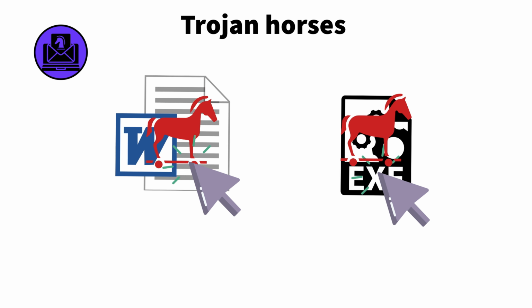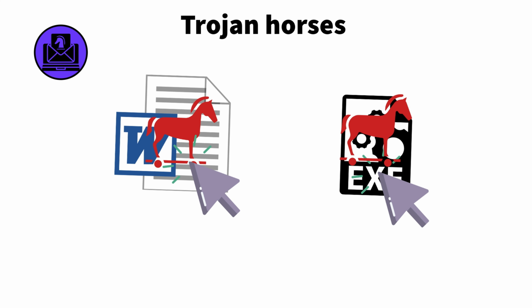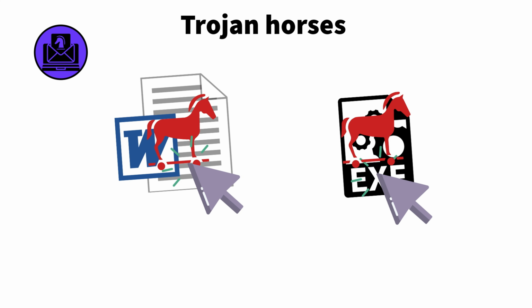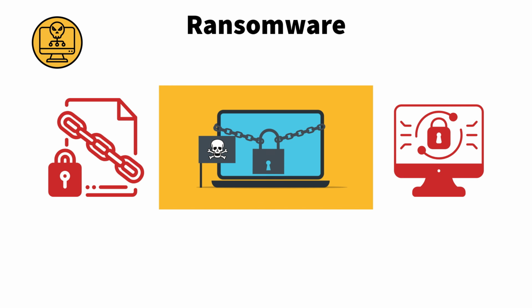Trojan horses. Trojan horses disguise themselves as legitimate software or files to trick users into downloading and executing them. Once activated, they can perform various malicious actions, such as stealing sensitive information, modifying files, or providing unauthorized access to the infected system.